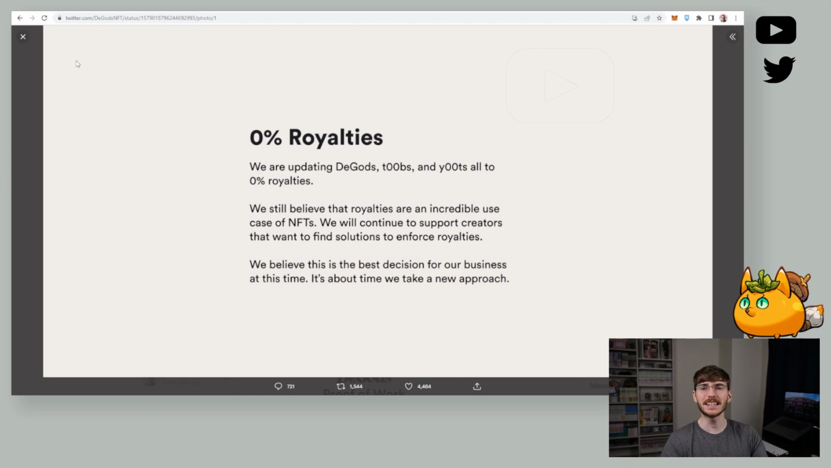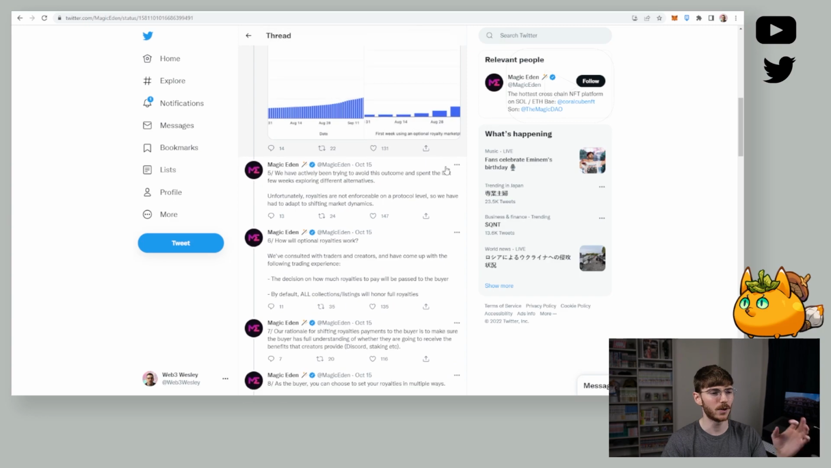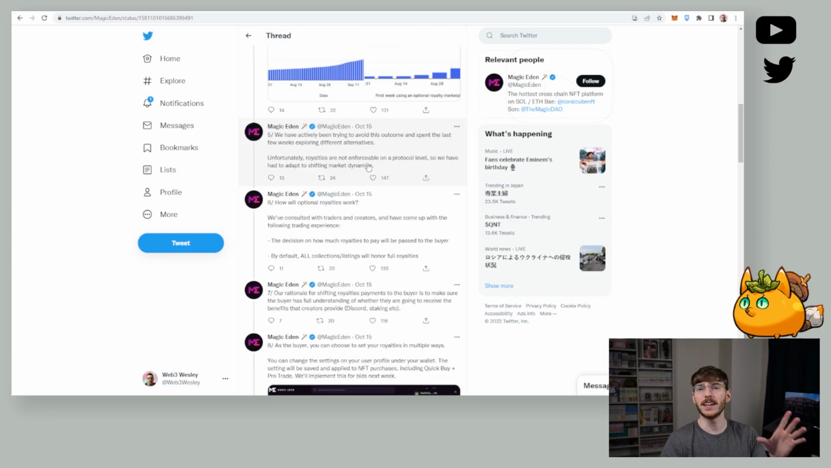First of all, this announcement was followed up by Magic Eden, one of the biggest marketplaces on Solana, also making royalties optional on their platform. And this brings up an important point, because as they point out here, royalties are not enforceable on a protocol level, so they have to adapt to shifting market dynamics.